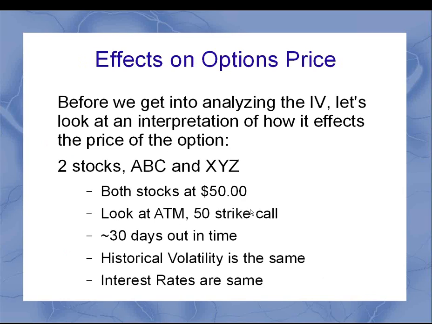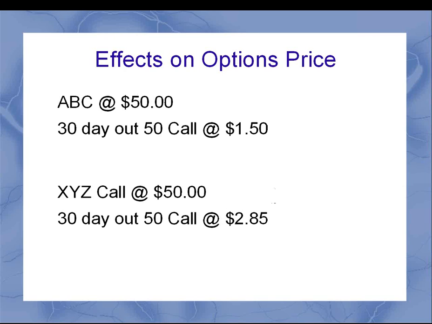Now, before we get further into analyzing IV, let's look at an interpretation of how it affects the price of the option. Let's take a look at two fictional stocks, ABC and XYZ. Both stocks are trading at $50 per share. If we take a look at the at-the-money 50 strike call for both securities that expires 30 days out in time, both stocks have the same historical volatility and the interest rates are, of course, the same.